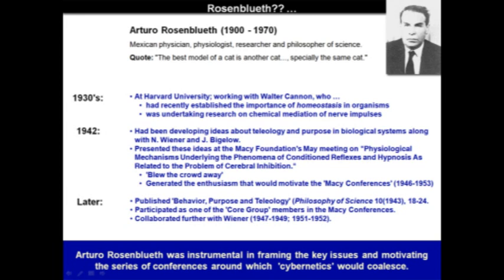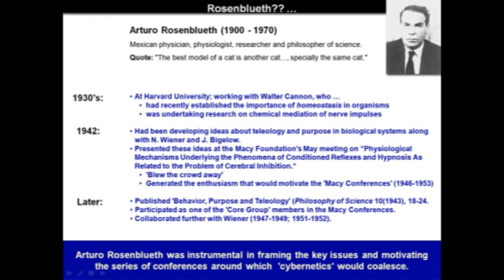Rosenblueth had been offered a slot as one of the auxiliary speakers, and he presented this paper. And he, quite frankly, blew certain members of the crowd away. I'll get back to that in a minute. This would eventually be published in 1943 and would be the spark that led to the Macy conferences, which are usually taken to be the historical origin of the field of cybernetics.